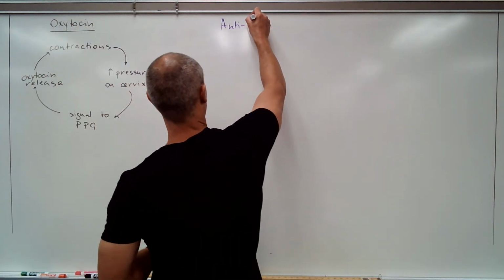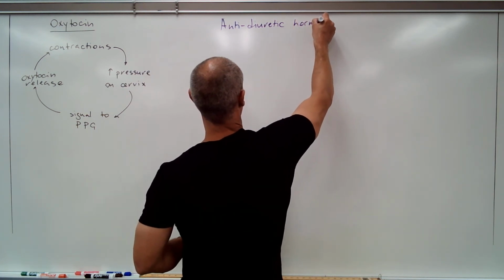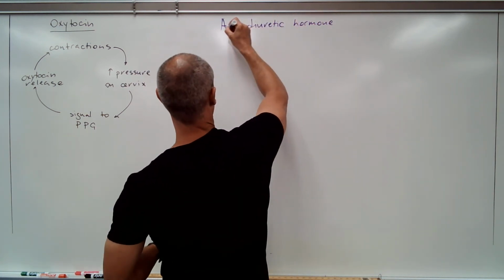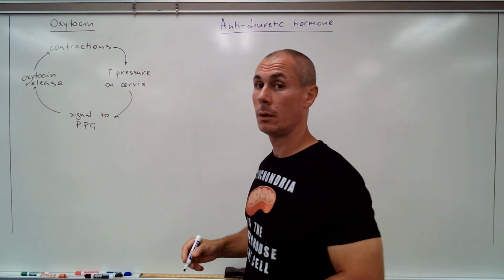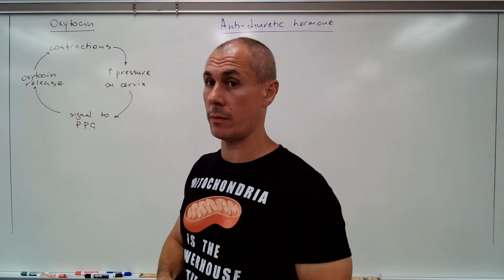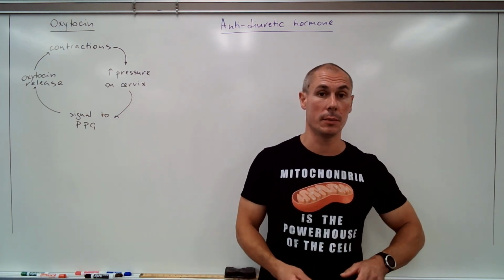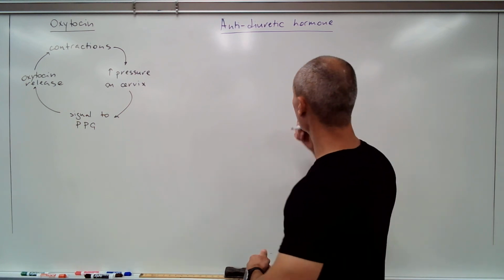So that's going to be anti-diuretic hormone. Now, what is the stimulus to the production of anti-diuretic hormone? There are several of them. We're going to start with the simplest. We're going to call it dehydration. Okay.